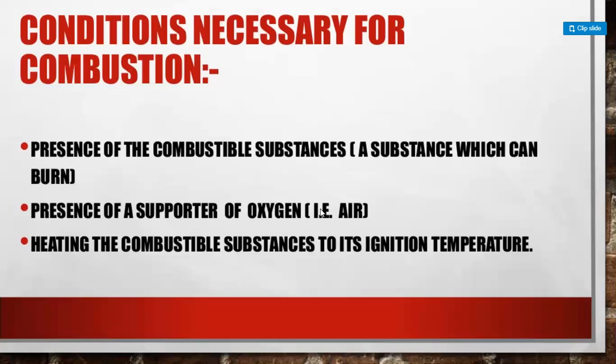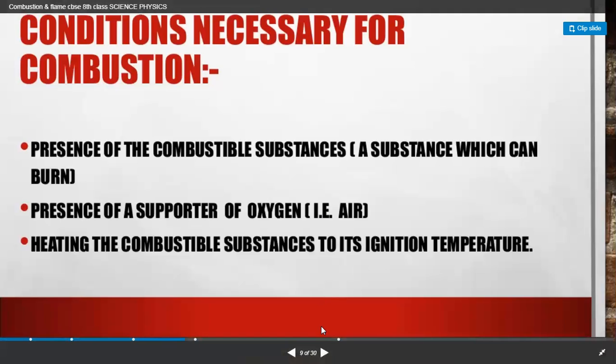On the other hand, if I pour some kerosene oil over that bundle of paper, it will immediately catch fire, even faster than a single piece of paper. Why? Because the kerosene oil will lower the ignition temperature of that bundle of paper. So these are the three conditions required for combustion to take place. First is the presence of a combustible substance. Second is the presence of a supporter of combustion like oxygen. And third, heating the combustible substance to its ignition temperature.